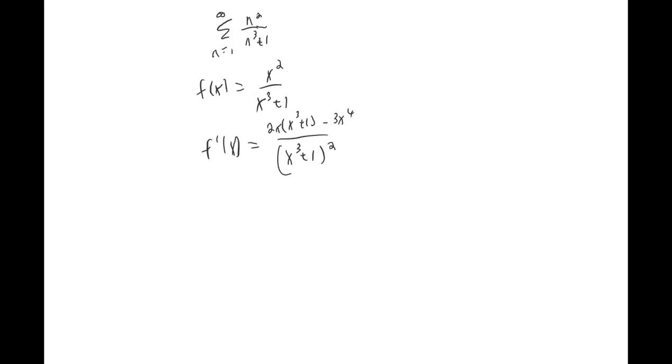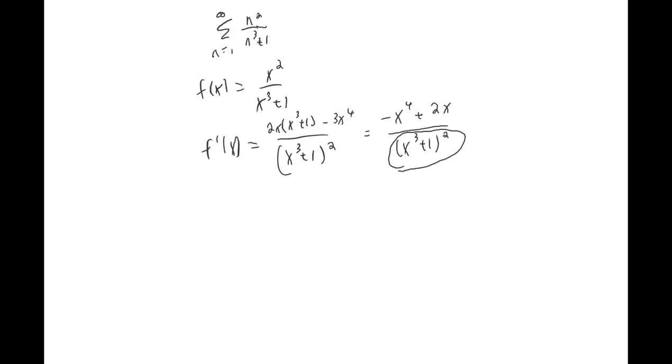Everyone good? So, because the derivative of x cubed plus 1 is 3x squared, and then times x squared. Okay, so this is negative x to the fourth plus 1, plus 2x, sorry, and then over the square. So this thing's always positive, right? So we don't have to care about that.